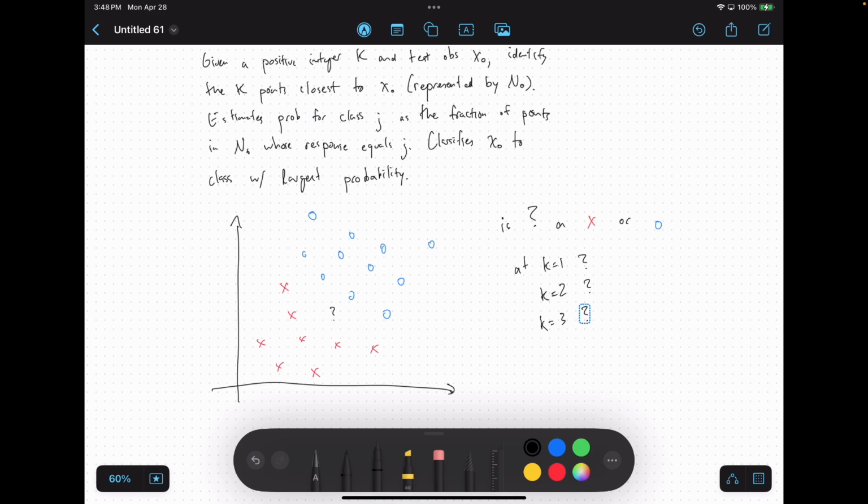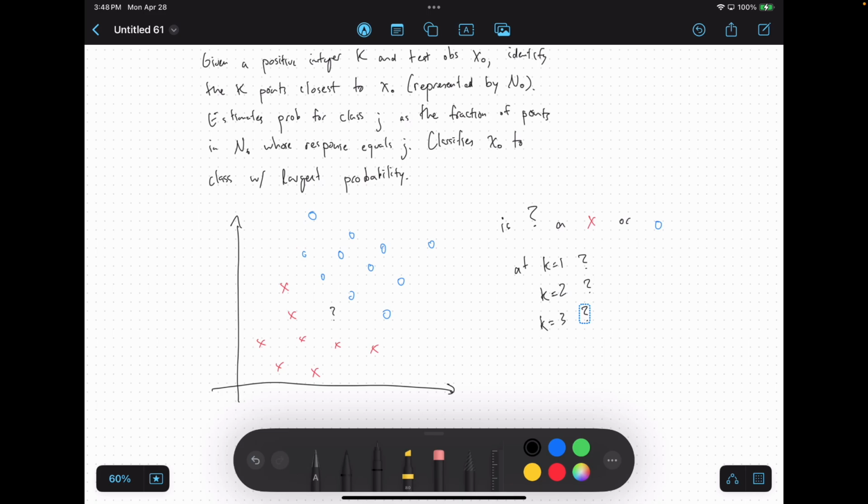K equals 1. Who is the nearest neighbor to this question mark? This guy, distance-wise, right? So at K equals 1, is this question mark an X or an O? It's an O, a blue O. At K equals 2, let's say my closest neighbors are here and here. So I'm now tied, and in a tie, I'll go back to the last one. So this is an O still.